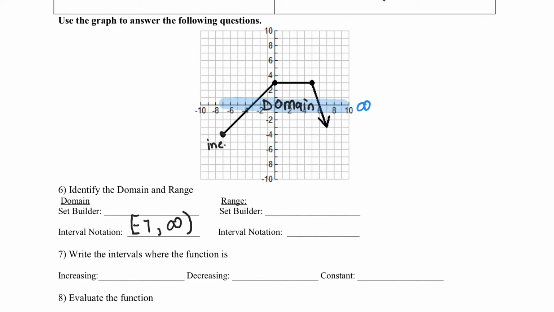Now, to use set builder, the inequality, we know you have to do this exercise. What does it actually mean? It means that any value that is greater than or equal to -7. Okay?